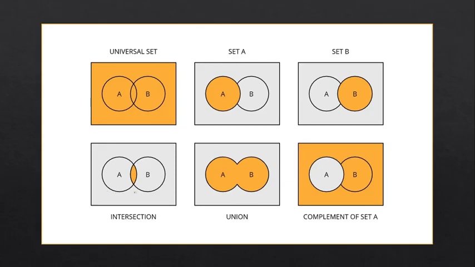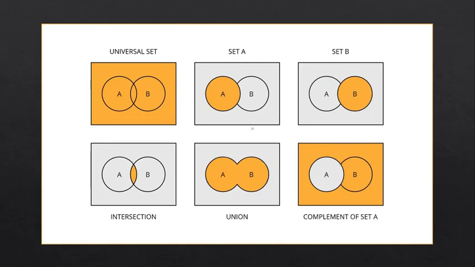members of A and B, and their union is going to contain all the elements that are a member of either A or B. The complement of a set contains all the elements that are not a member of the original set. So in this example, we have everything colored except for A.